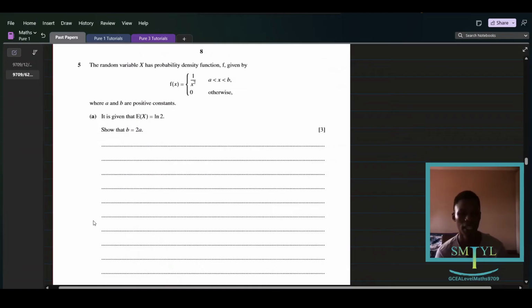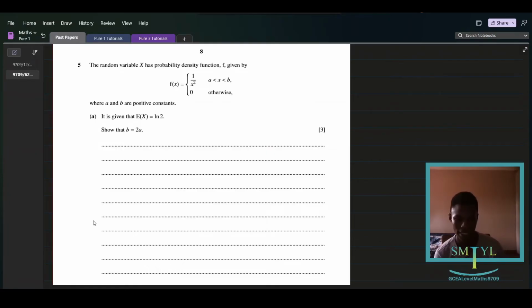Number 5. The random variable x has probability density function f given by f of x is equal to 1 over x squared when x is between a and b and f of x equals 0 otherwise, where a and b are positive constants. It is given that the expectation of x is equal to ln 2. Show that b is equal to 2a.